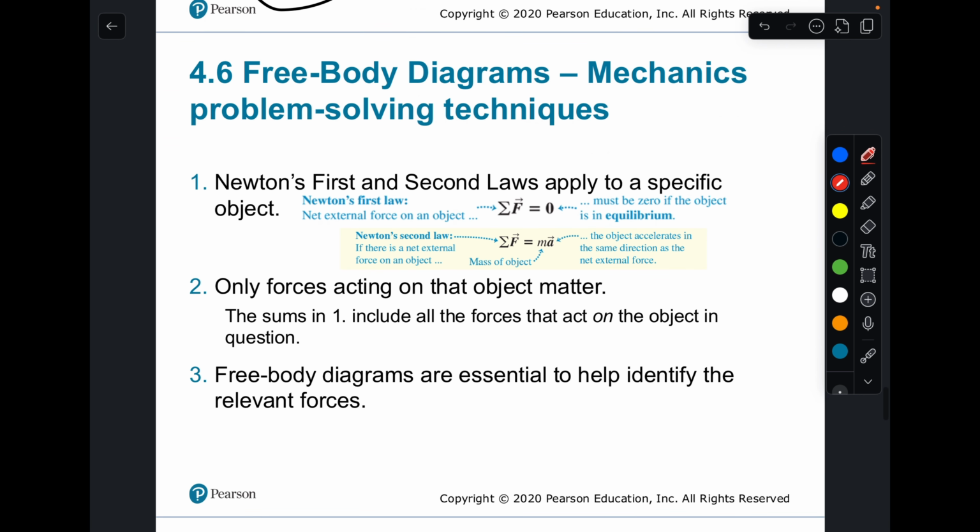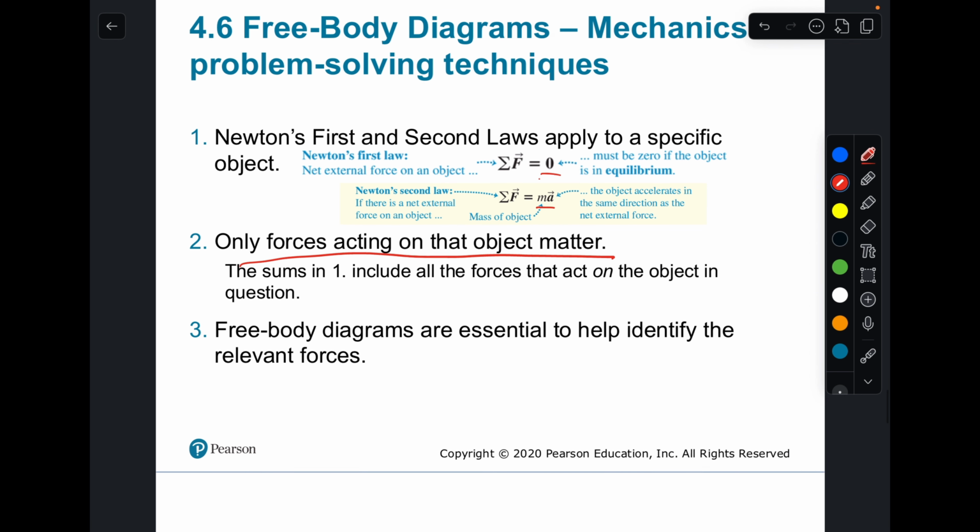All right. So I've been talking a lot about free body diagrams. They haven't been formally introduced yet, but here they're getting introduced. Free body diagrams are a technique of problem solving. What you're doing essentially when you're constructing a free body diagram is labeling all the forces acting on one object. So only the forces acting on that object matter, and whether the object is moving or not, that's when you decide to apply first or second law. I shouldn't say moving, right?